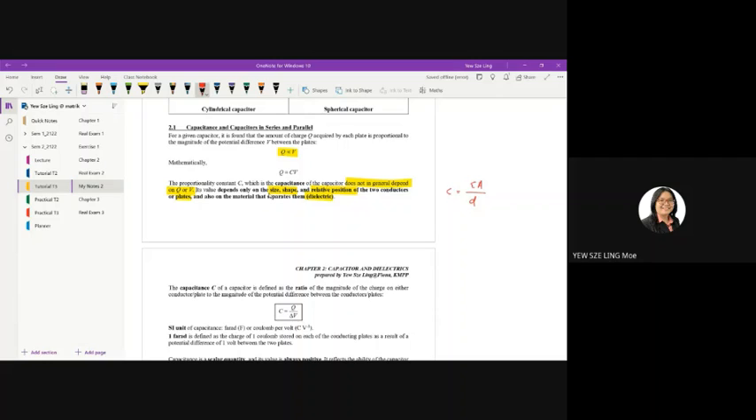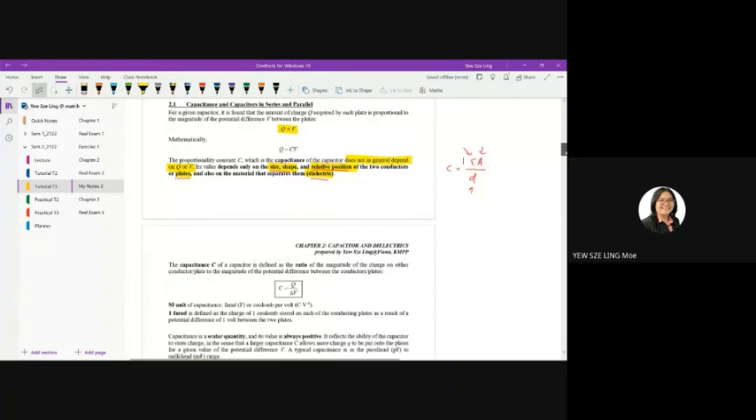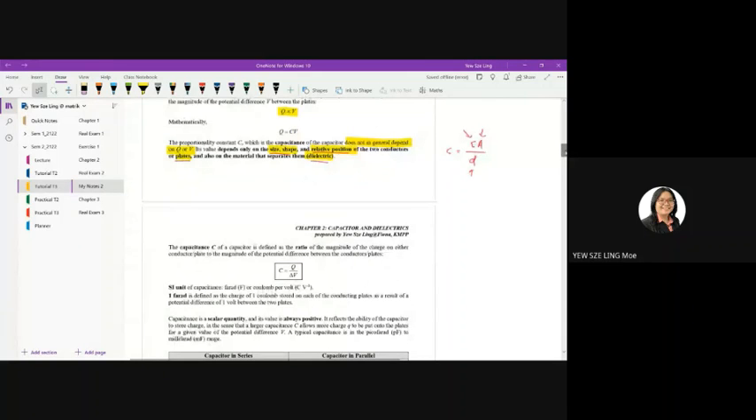When you talk about size and shape, you're looking at the area A. When you talk about the relative positions of two plates, then you're talking about d. And if you're looking at the dielectric, then you're looking at epsilon. Epsilon is a permittivity value. It depends on the type of dielectric, so air and a dielectric have different values. The permittivity for air can be found in the list of constants, but for a dielectric, usually it will be mentioned in the questions.